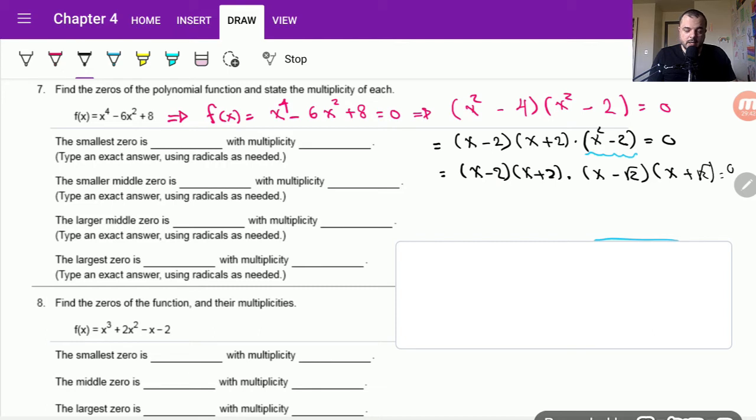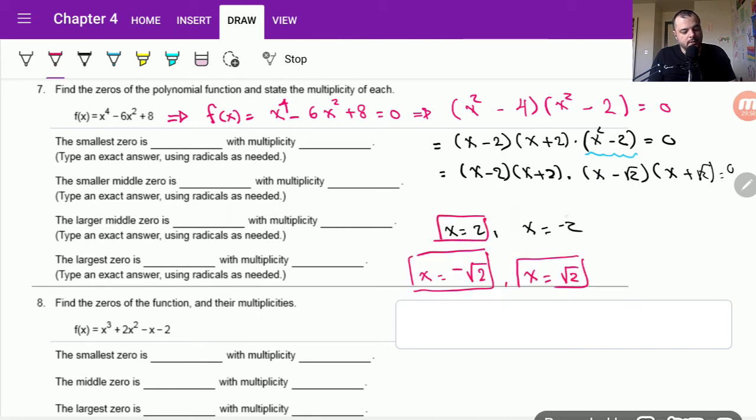And from these factors we get the zeros. Either x is 2, x is negative 2, x is square root of 2, or x is negative square root of 2. So each of these factors has a power of 1. This is one, this is one, this is one, this is one. So each zero just has a multiplicity of 1. Each zero has a multiplicity of 1.